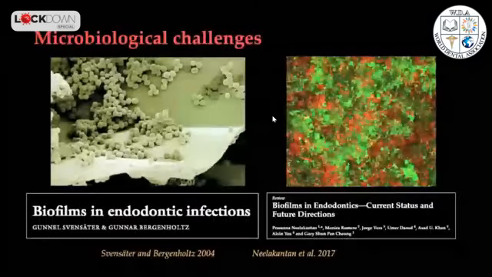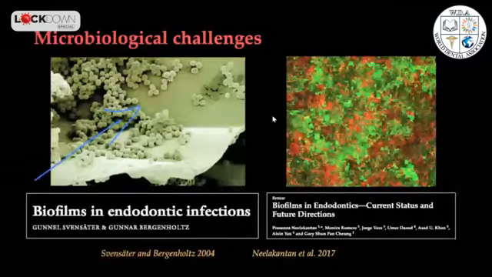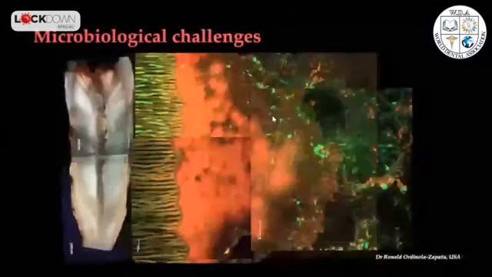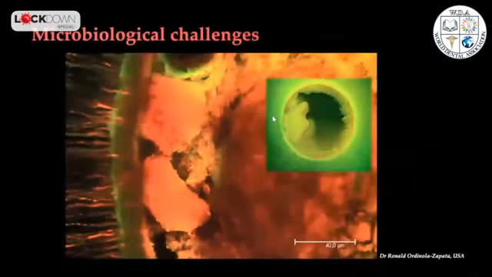What you see here are the two most common modes of microbial growth. This is called a planktonic suspension, whereas this is called a biofilm mode of growth. What is different between these two? Remember, these biofilms form the entire root canal as well as within the complex anatomies such as the dentinal tubules.